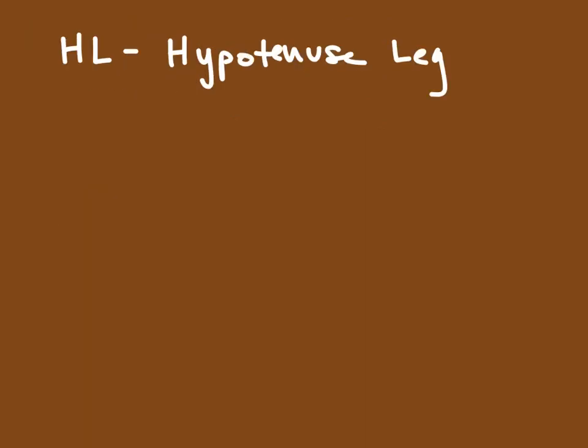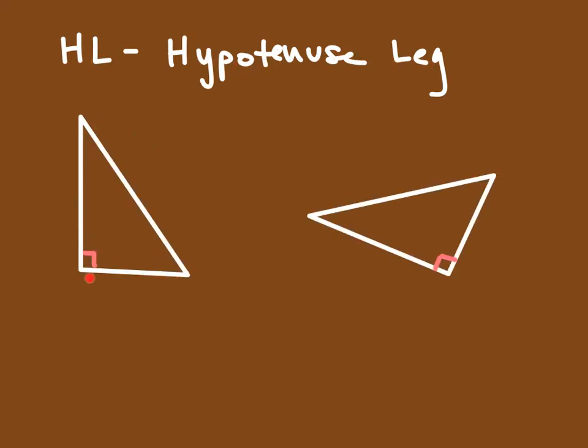The next triangle congruence theorem is HL, which stands for hypotenuse leg. Now, in a right triangle, and a right triangle means that one of my angles is 90 degrees, I have two right triangles here. And what I know is that if I take one of my legs, now the legs are the sides that make a right angle, and my hypotenuse is the longest side. So here are my legs, and this is my hypotenuse.